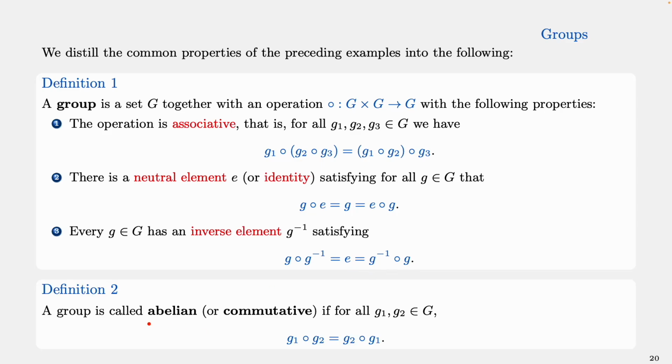And such a group is called abelian, after the Norwegian mathematician Niels Henrik Abel, or also called a commutative group, if for all elements g1, g2 from our group, the order of operation doesn't matter. So if g1 composed g2 equals g2 composed g1.